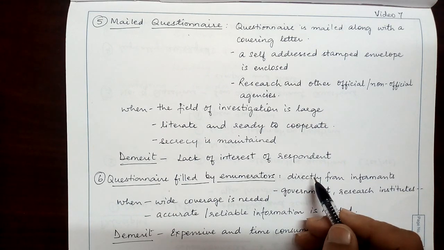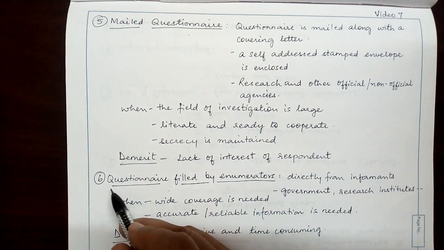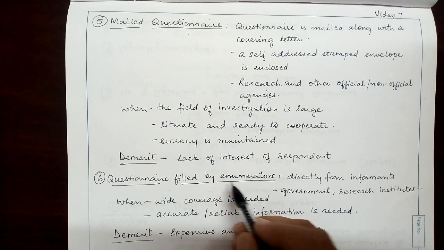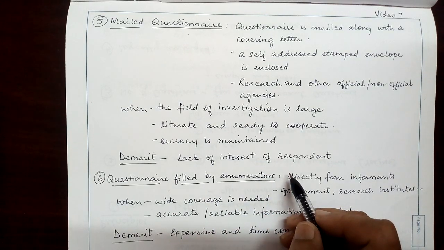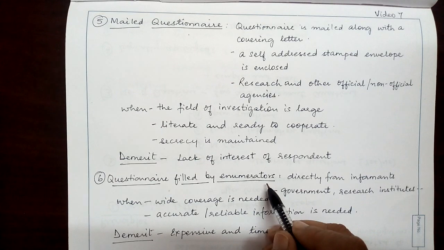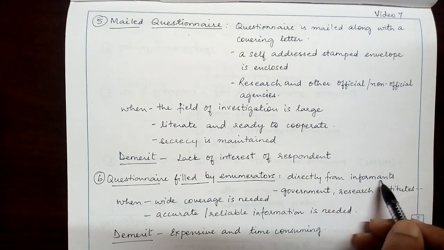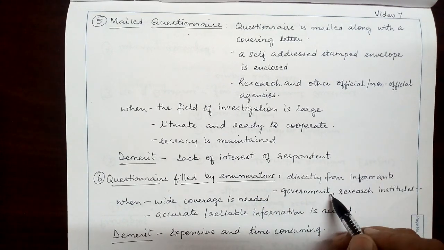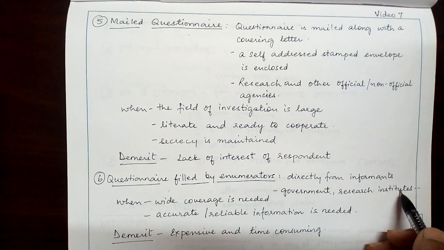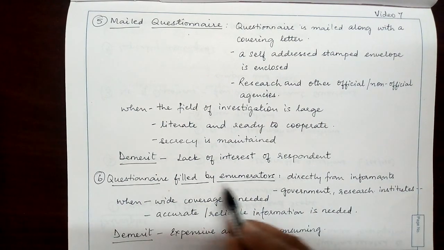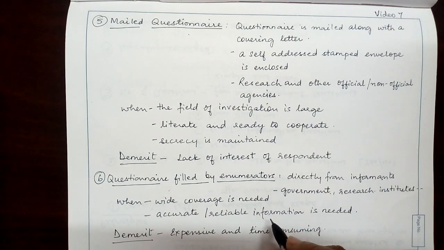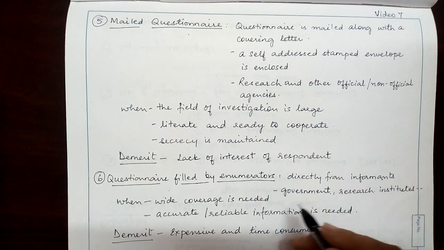in answering the questions. Then the sixth one is the questionnaire filled by enumerators themselves. Here, the information is collected directly from the informants, like by the government or the research institutes. This type of questionnaire being filled by enumerators is generally seen when a census is conducted. The enumerator comes home, asks a number of questions from the respondents, and fills the forms on his own, or the questionnaire on his own.